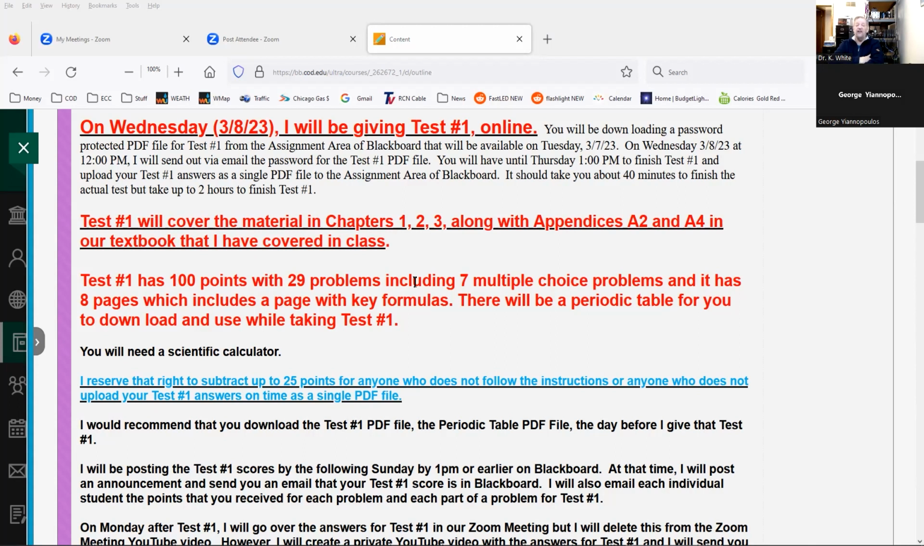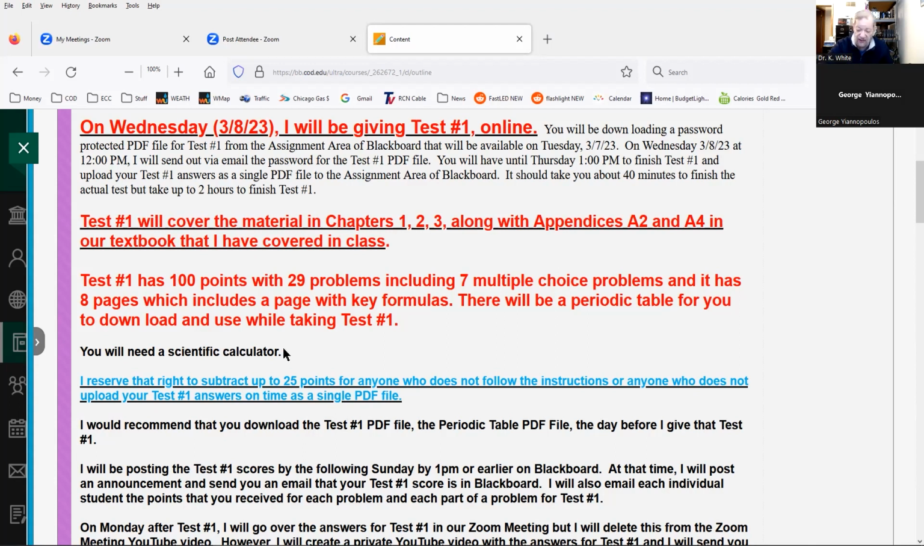I've shown you important information. Test number 1, I'll show you in a second again. You'll be able to download the periodic table also. Now, you will need a scientific calculator, and on Monday of this week, you can go back and look at the video. I showed how to do scientific notation with a scientific calculator.